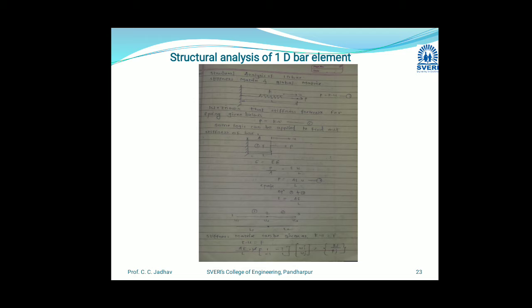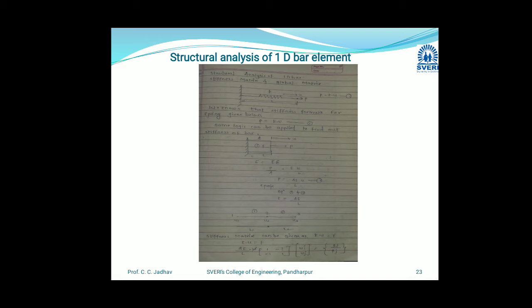So we are taking one simple example, one spring. We have to find out the stiffness matrix and global matrix for that spring. One end is fixed and at the other end we apply some force, P. The spring has some stiffness K and length capital L. The force applied at the free end causes a deformation, small u. So the equation is P is equal to K into u, that is, force is equal to stiffness into deformation.